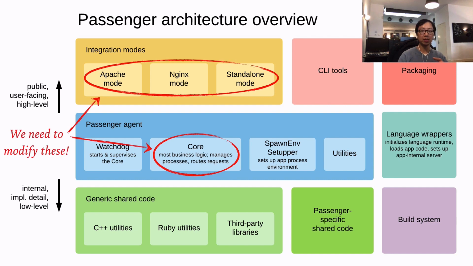In order to implement GLS, we need to modify these places here. We need to modify the integration modes because that's where the user-facing configuration options are defined. We also need to modify the core because most of the heavy lifting is done there.